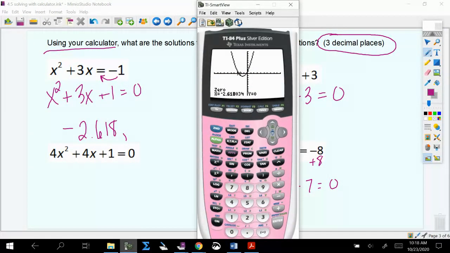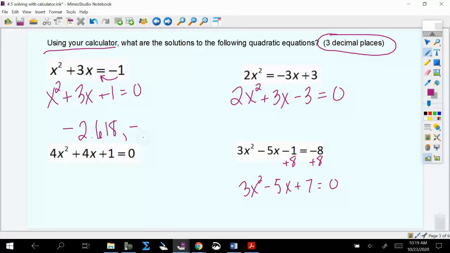And then I'm going to do the same thing for the other one. I'm going to go to second, trace to the 0 button. And again, I need to be to the left. So before, left just means before it crosses the x-axis. So I'm going to hit enter. And then I'm going to use my right arrow to go through the x-axis, hit enter, enter one more time. And you get negative 0.382 would be the rounded 3 decimal places. Negative 0.382. And those are your answers. We call them our solutions. We call them roots. We call them x-intercepts. There's a lot of different names you can use for the same thing.